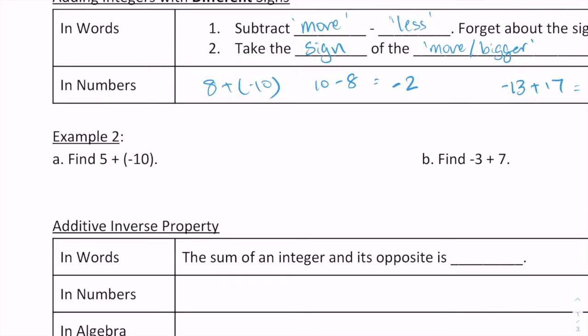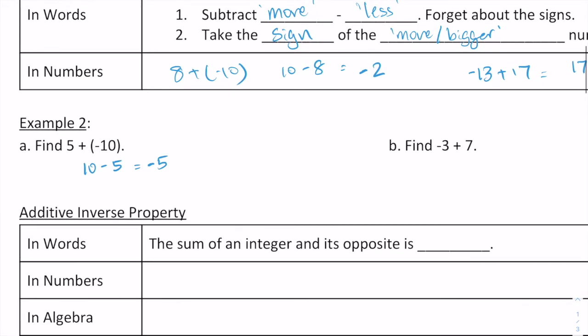Okay, so now let's do example number 2. 5 plus a negative 10. Notice how my signs are different. Like one is positive, one is negative. So I'm going to subtract 10 minus 5. I get 5. But remember, I take the sign of my bigger number. In this problem, my negative 10 is larger, so I add a negative sign right there.